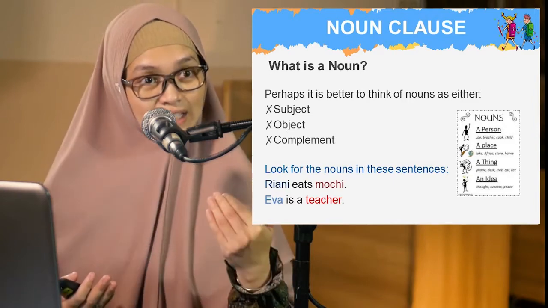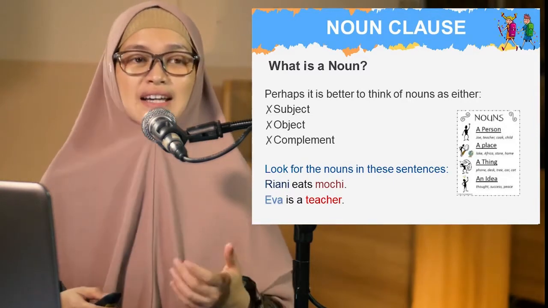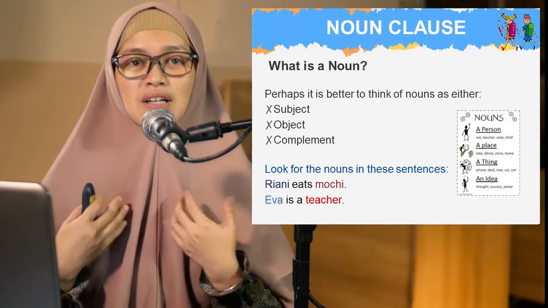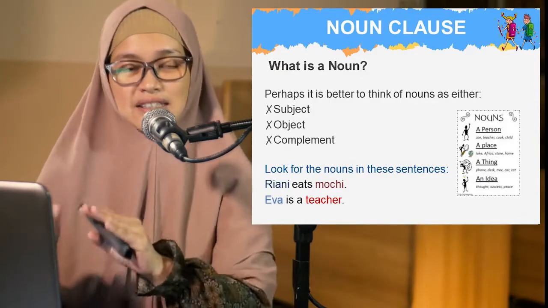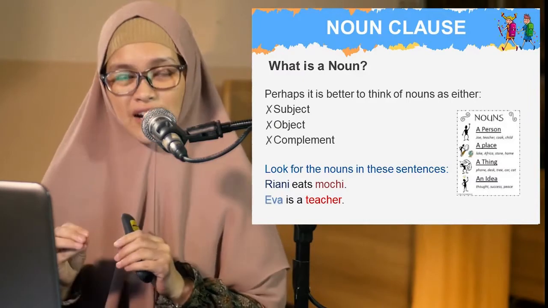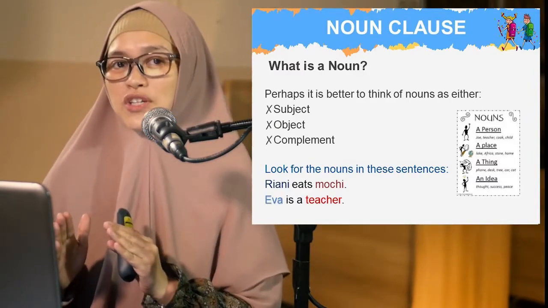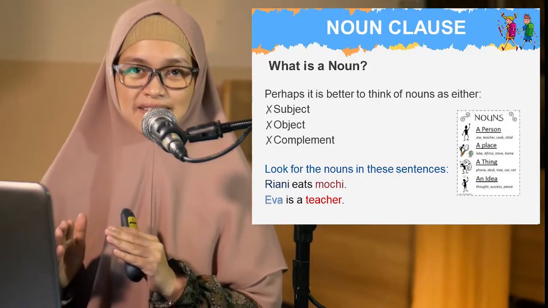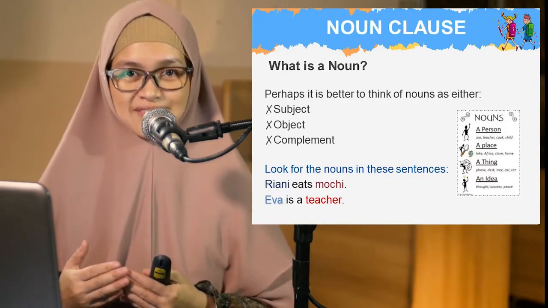Okay, Riani and mochi. And now Eva is a teacher. Eva is a teacher. I am a teacher too. Okay, let's see here. Riani is a subject, right? Eva is also a subject. Mochi is an object. And then a teacher is a complement. Okay, all of them are nouns.